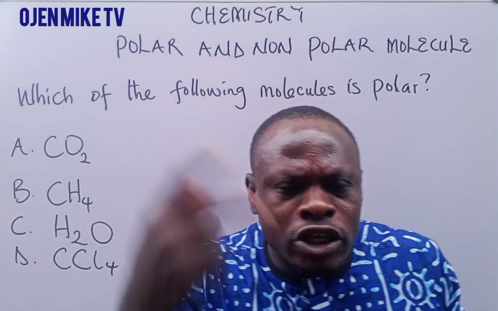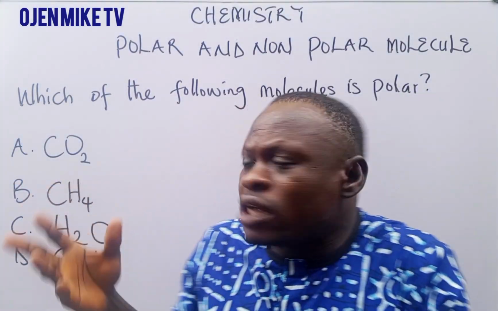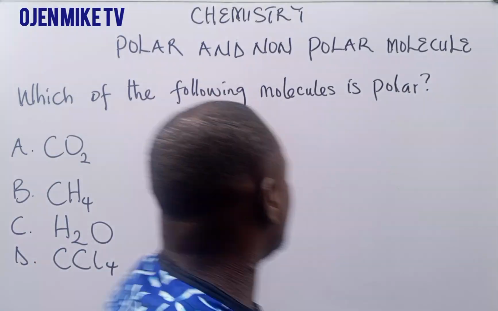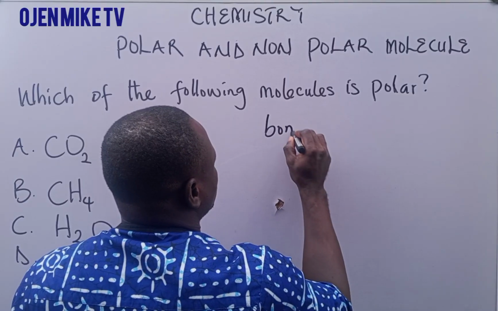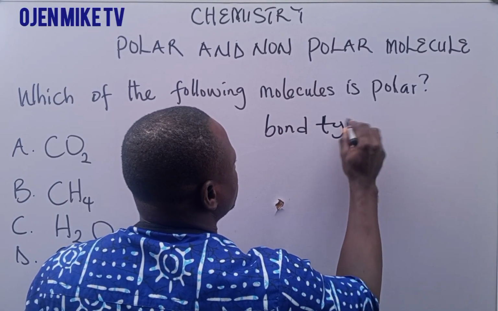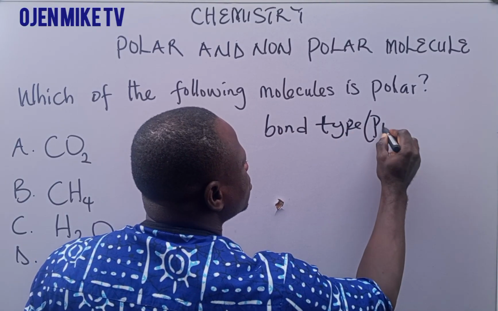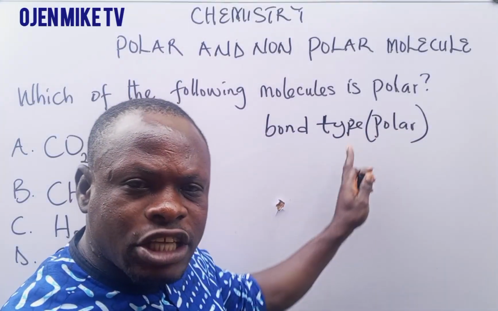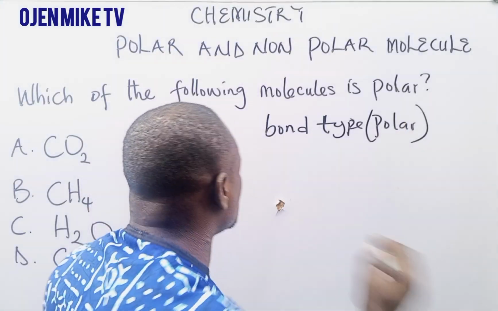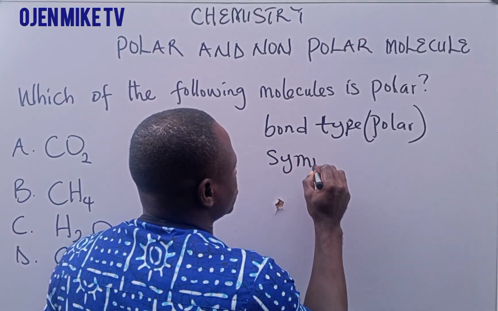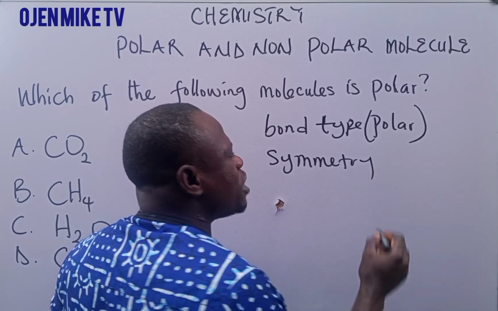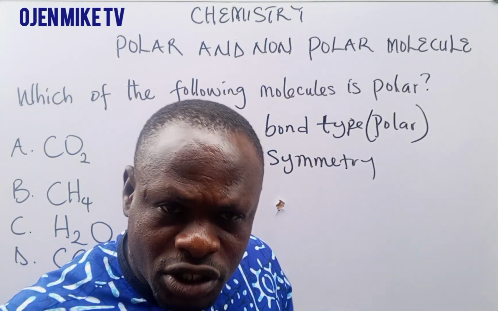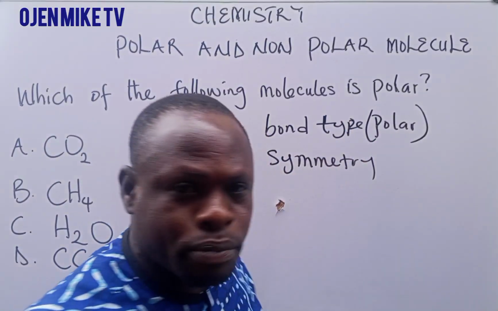Now, there are a lot of factors you can use to determine the polarity of a substance. I will only give you two. Number one, bond type. Is the bond polar or non-polar? Two, symmetry of the molecule. Is the molecule symmetric or asymmetric?